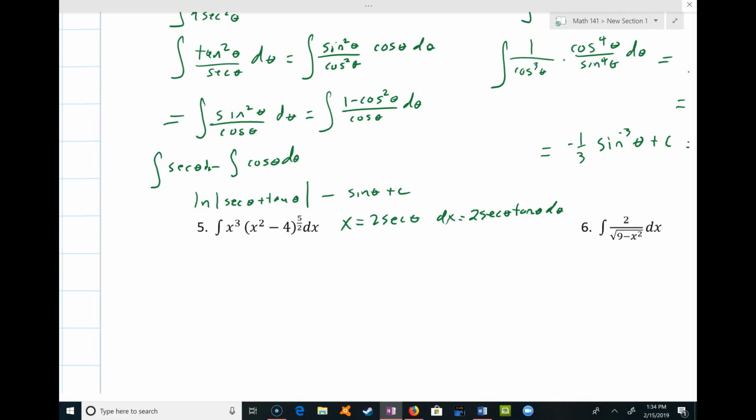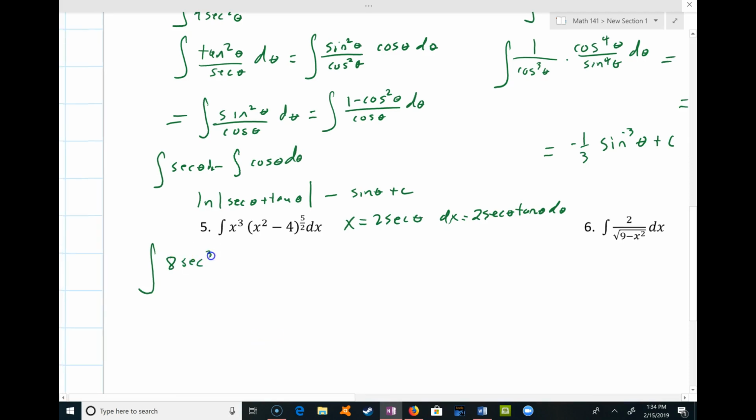And that would be, let's see, so the integral is going to be x cubed, which would be 8 secant cubed theta. And then on the inside here, we're going to have 4 secant squared theta minus 4 to the 5/2 power times dx, which is 2 secant theta tangent theta d theta. Okay?